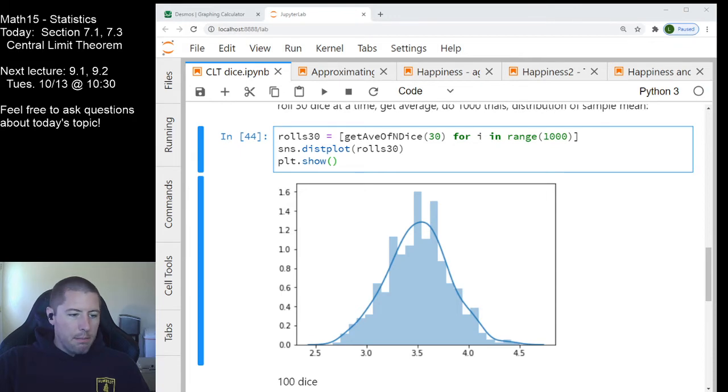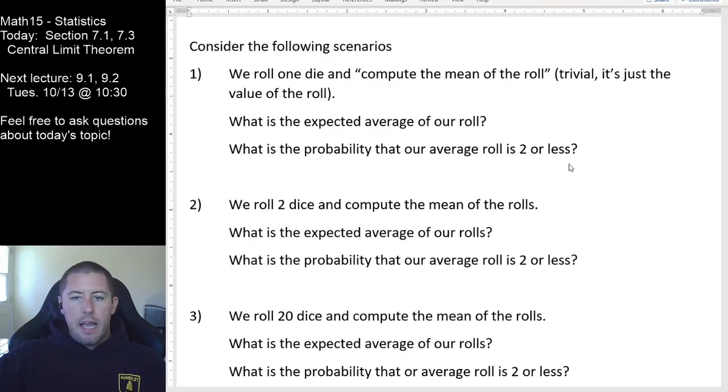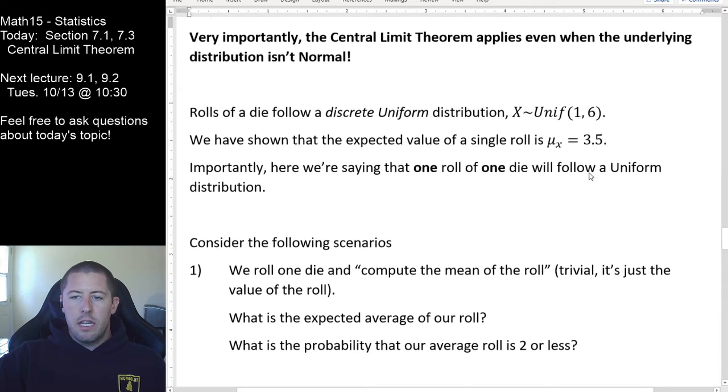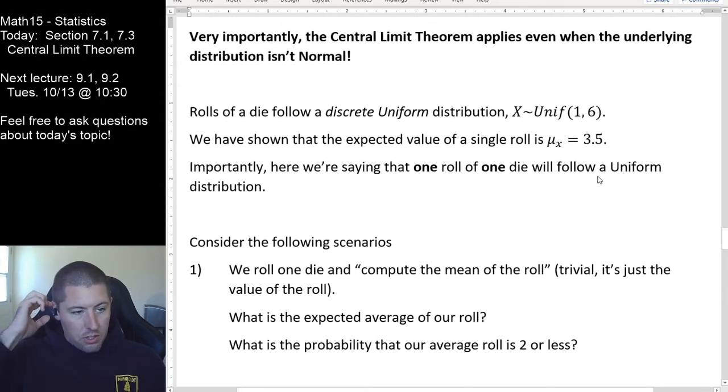Okay, so let me come back to Microsoft Word here. And let me talk through some of these scenarios. The central limit theorem applies even when the underlying distribution is not normal. We're looking at a discrete uniform distribution, not a normal distribution.